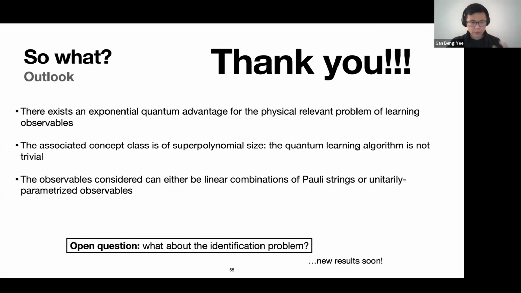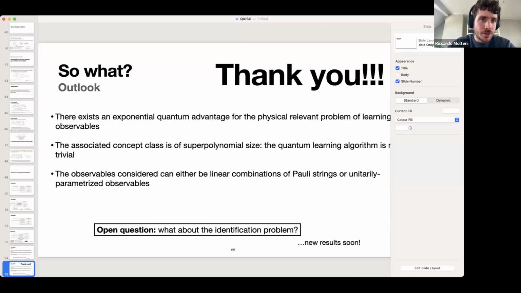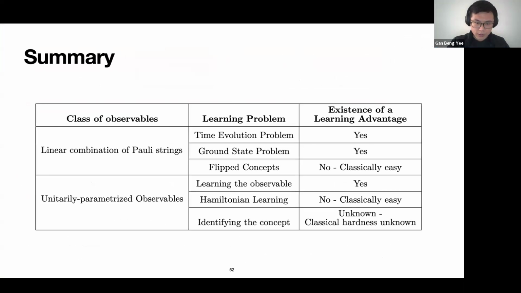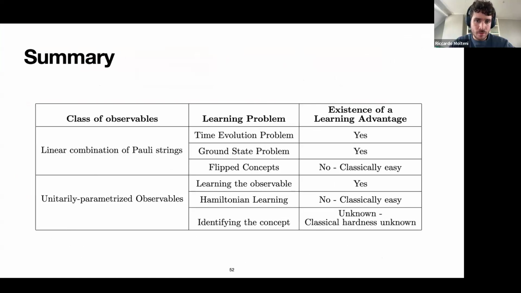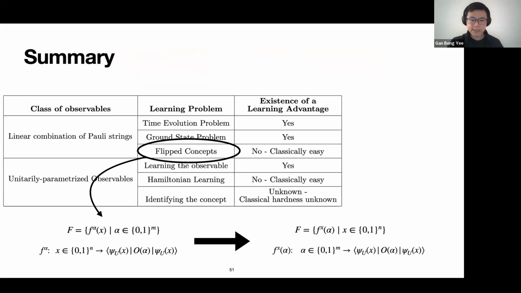Could you go back to the previous slide? Sorry. 54, I think. Yeah, over here. Yeah, I think 54 is fine. So over here, you consider the flip concept, right? And then you say if you flip completely, then it's classically easy, right? How about if you partially flip it?